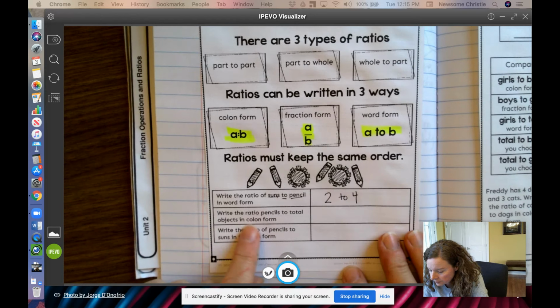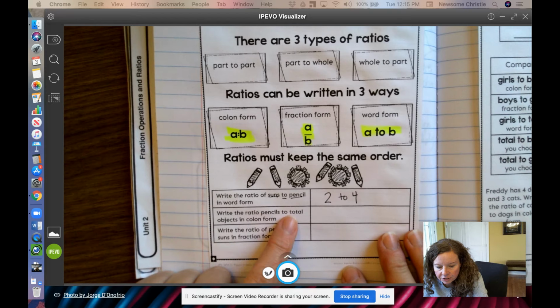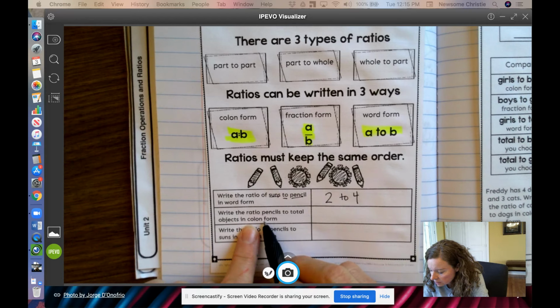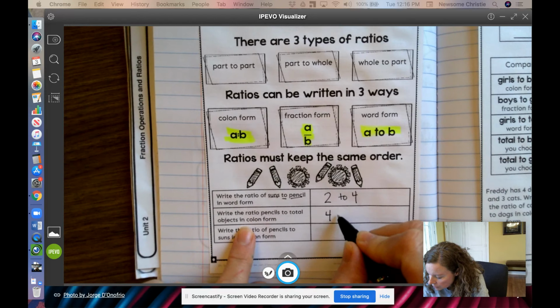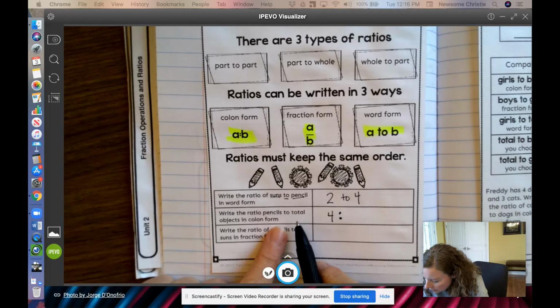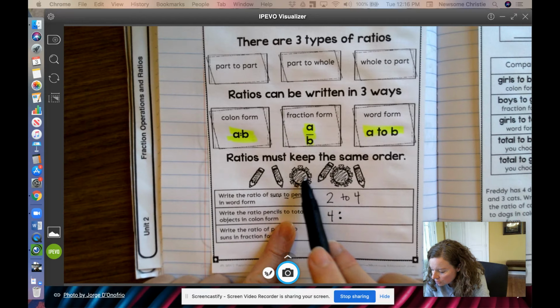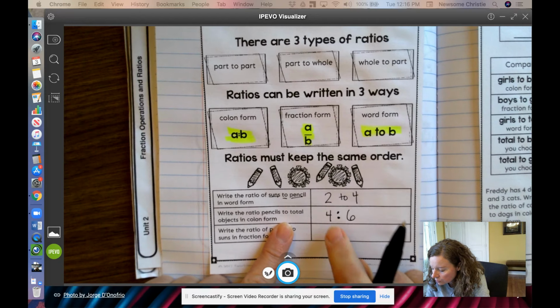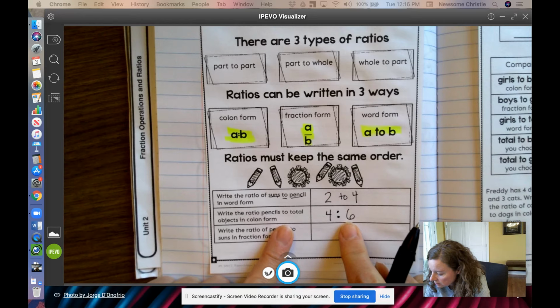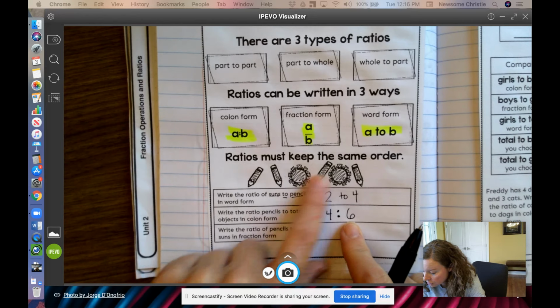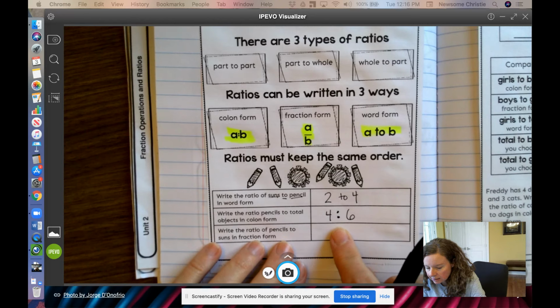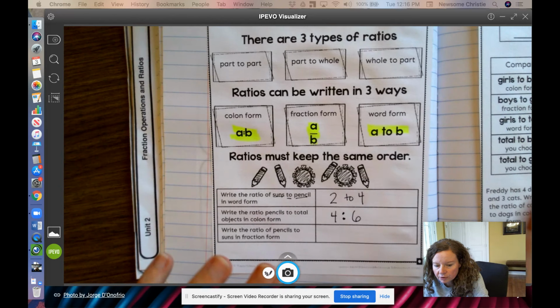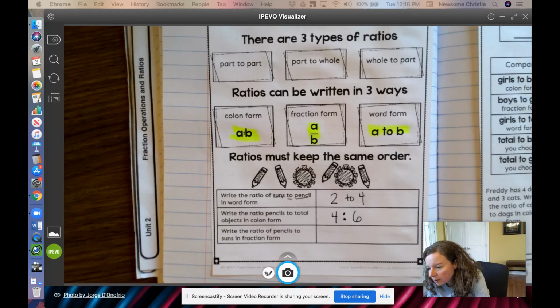Next it says write the ratio of pencils to total objects. And it wants us to use the colon form. So pencils, there are 4. And we're going to use the colon. And it says to the total number of objects, 1, 2, 3, 4, 5, 6. So we're going to say 4 to 6 is the ratio of pencils to the total. So you see, we're just writing comparisons of numbers. We're just showing the number of one thing compared to either another part or to the whole group.